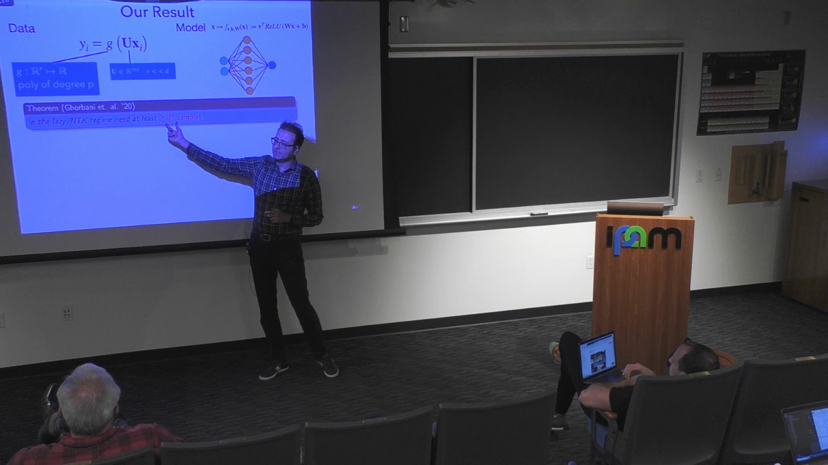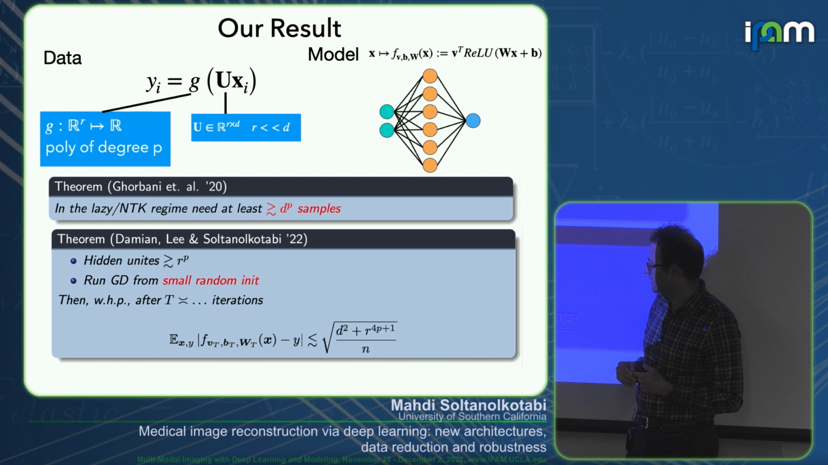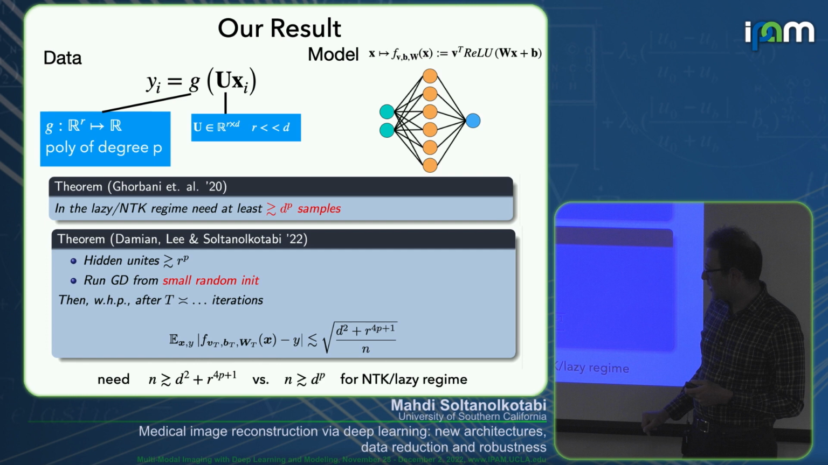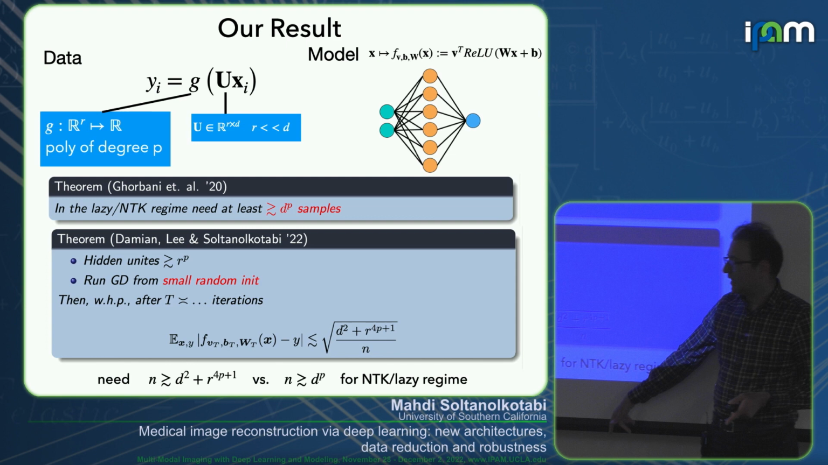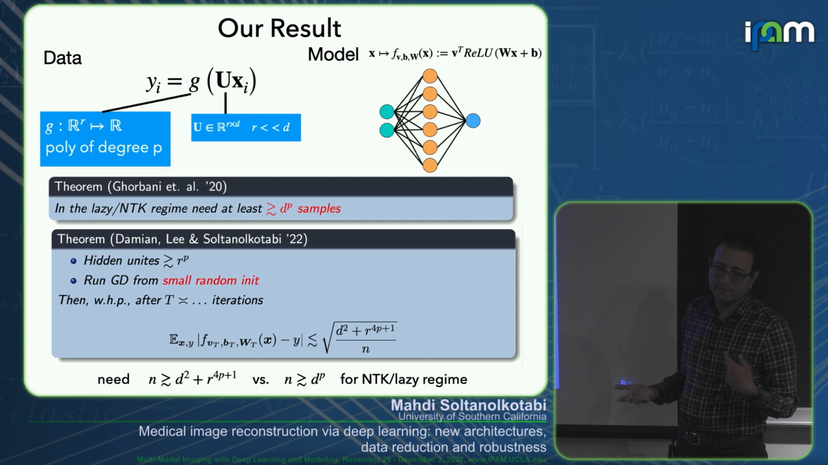What we can show is that with just a finite number of hidden units, if you run gradient descent from small random initialization, so you're out of this NTK regime, you can get away with much, much fewer samples. The contrast is r to the p, r being the smaller dimension, versus d to the p. In fact, r could be order constant, really. So this is almost an exponential improvement in sample complexity. And the reason for that is that you learn the right features. The next example demonstrates this well.